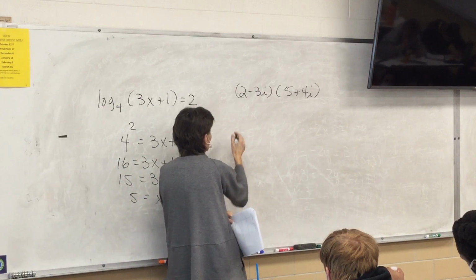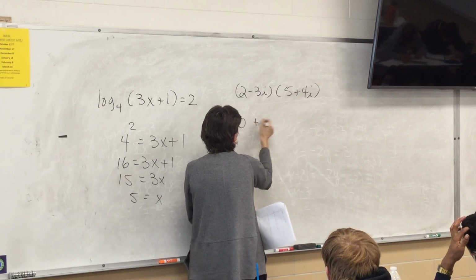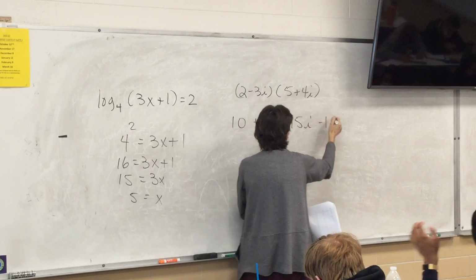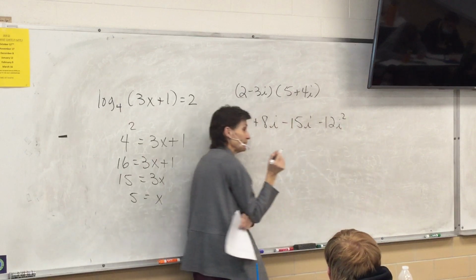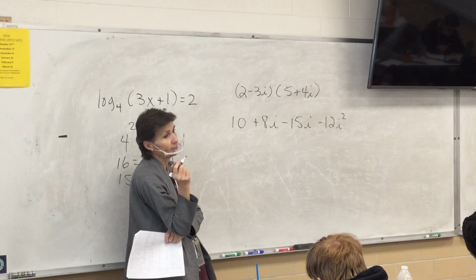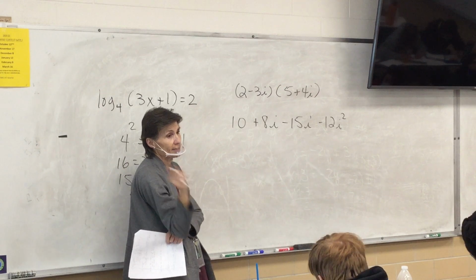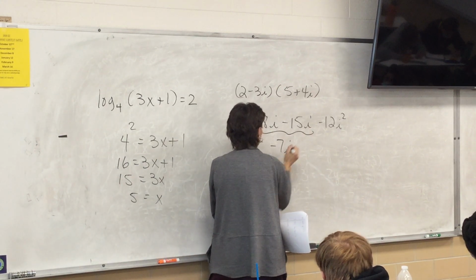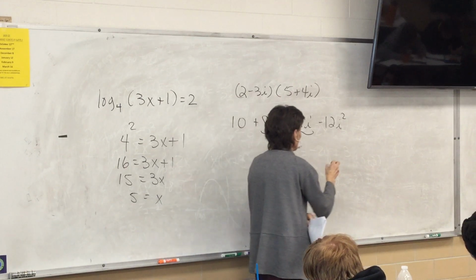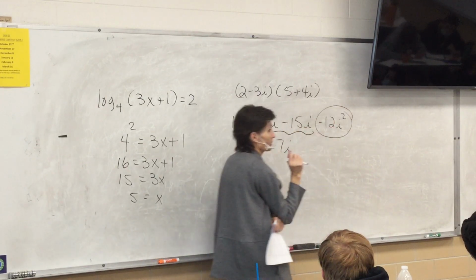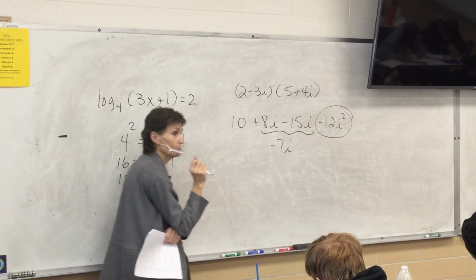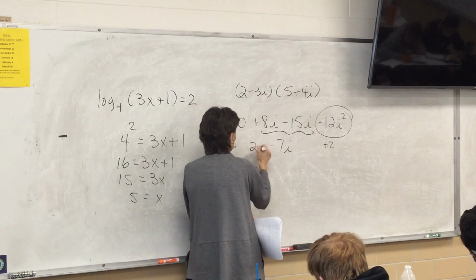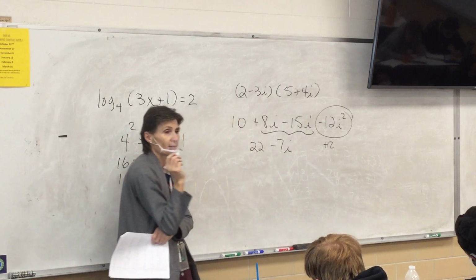All right, so here we go. FOILing, I get 10 plus 8i minus 15i minus 12i squared. And if I need to, I'm going to write out the word FOIL to remind myself: first, outside, inside, last. These two add together and make -7i. What's this? That'd be 12 plus 12. So our answer is 22 minus 7i.